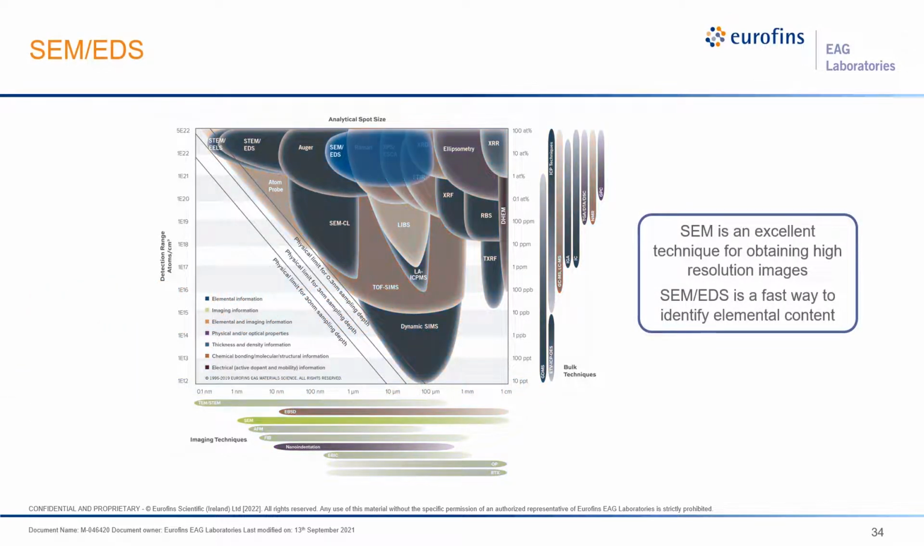So SEM EDX is actually located in the middle of our smart chart. The analytical spot size can go from sub-micron all the way to about 100 micron. And as long as the concentration is above about half a percent, we should be able to get good elemental information. The thing about SEM EDX is SEM itself is an excellent technique for obtaining high resolution images. Of course, EDX is what we want to get elemental information, but you get a bonus of a nice pretty image. We'll show you some later.